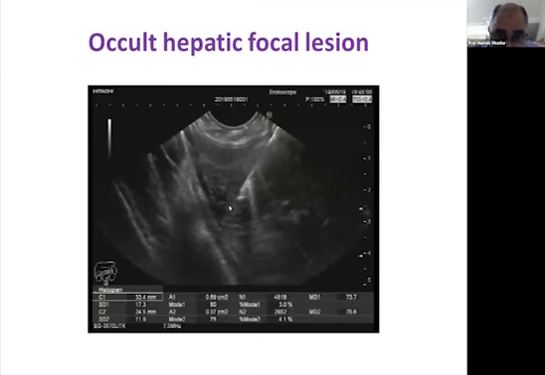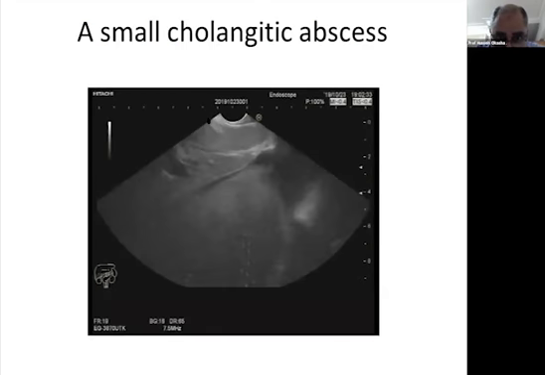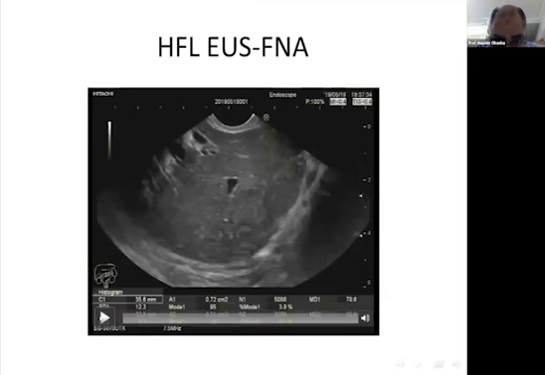So this lesion is an occult hepatic focal lesion. It is seen very nicely by endoscopic ultrasound while missed by CT and MRI. And these patients are so frequent. Every 1 week or every 2 weeks, we can find another patient. So these patients are not uncommon.